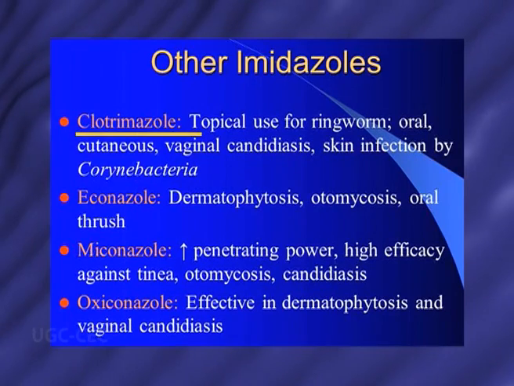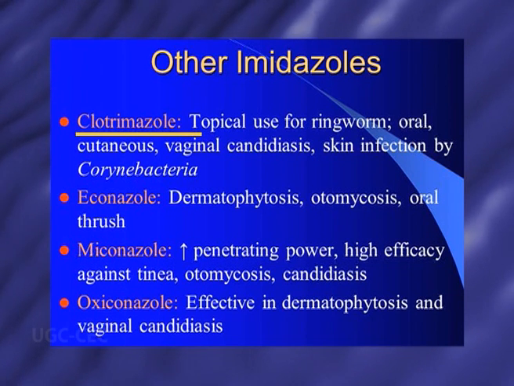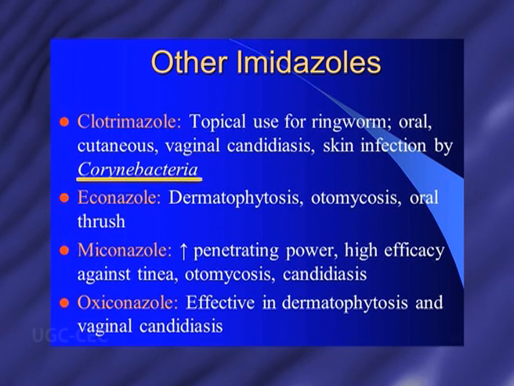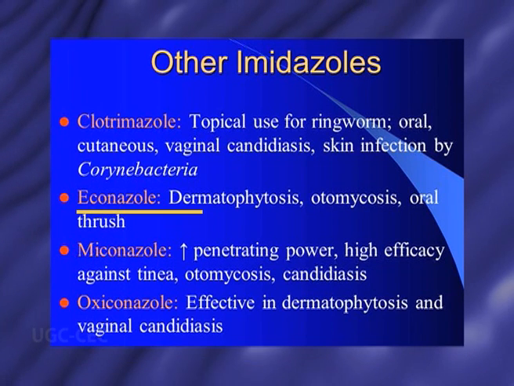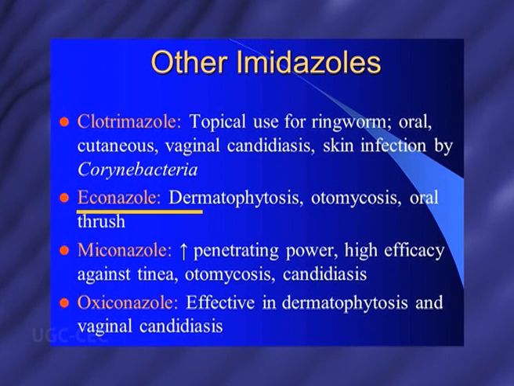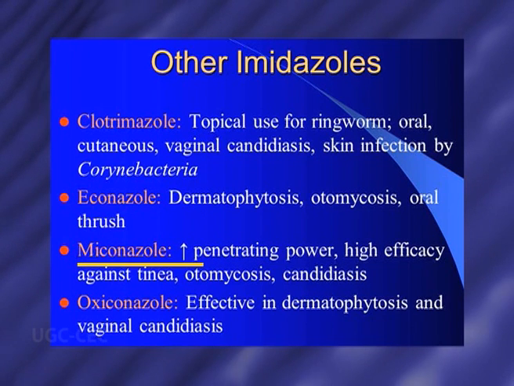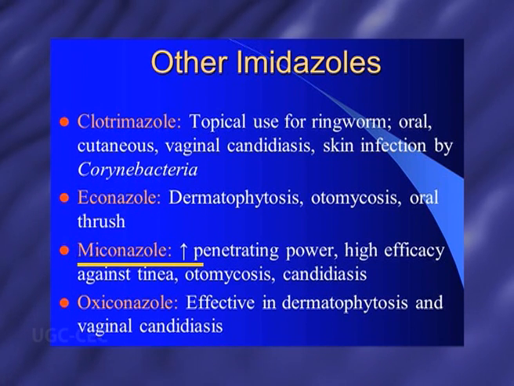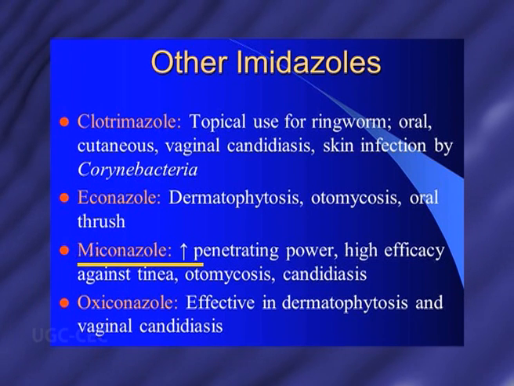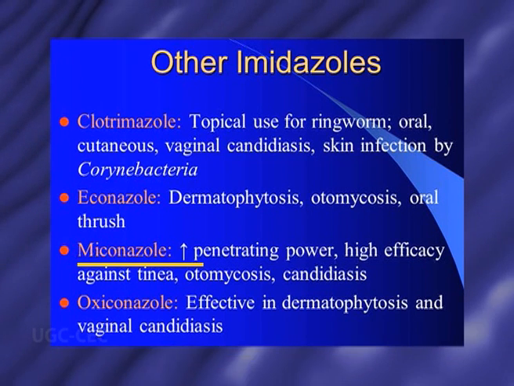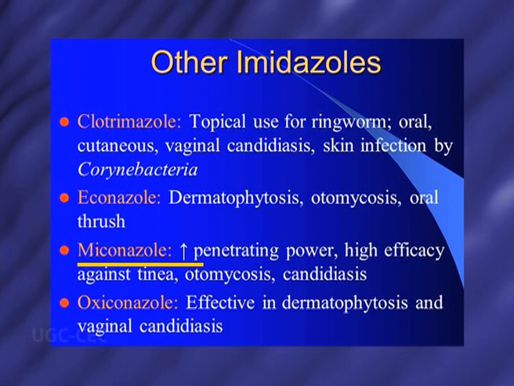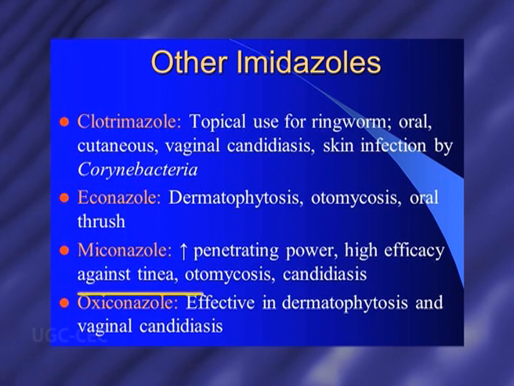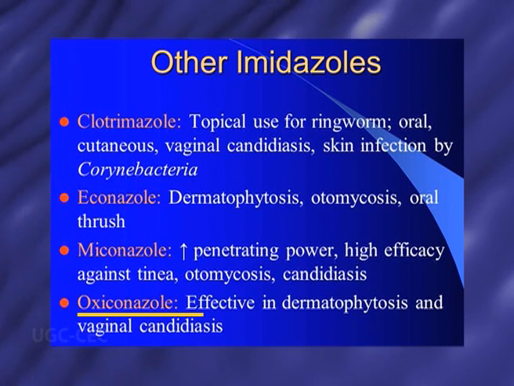As for other imidazoles, clotrimazole is topically used for ringworm, oral cutaneous and vaginal candidiasis, and certain skin infections by Corynebacteria. Econazole is used in dermatophytosis, fungal infections of the ear, and oral thrush. Miconazole is a very commonly used topical agent. It has a higher penetrating ability and high efficacy against tinea, otomycosis or fungal infections of the ear, and candidiasis. Oxiconazole is effective in dermatophytosis and vaginal candidiasis.